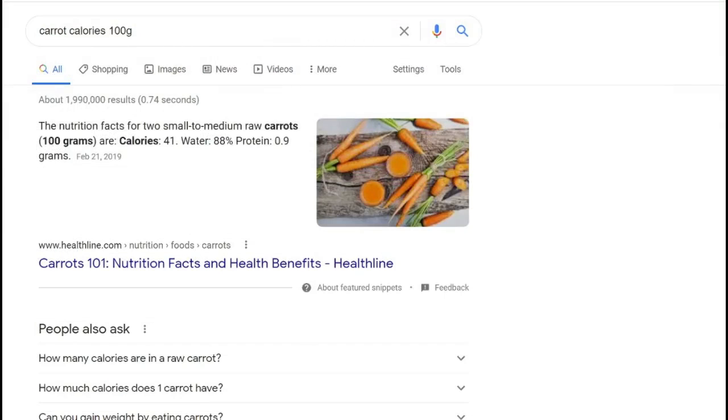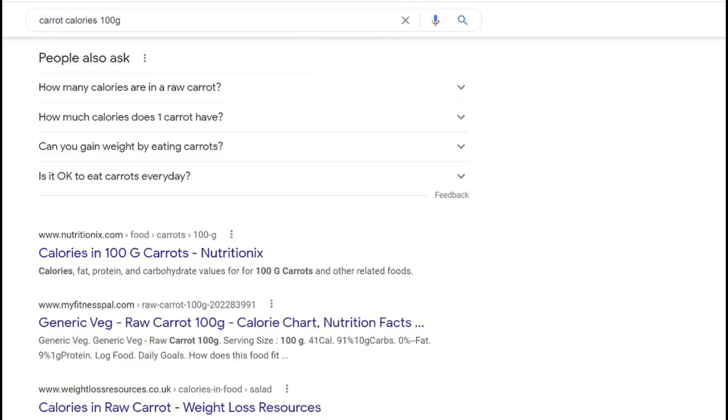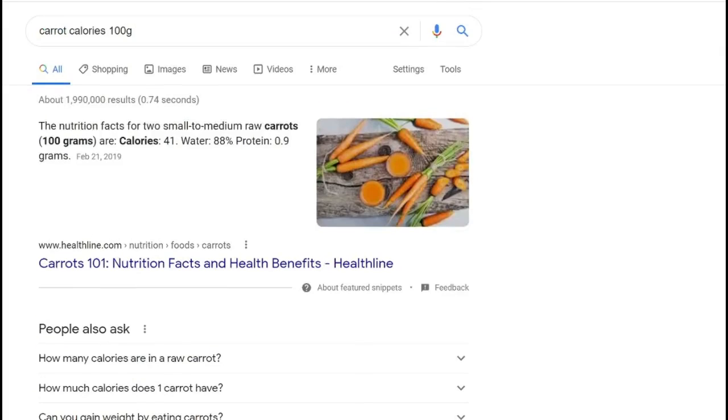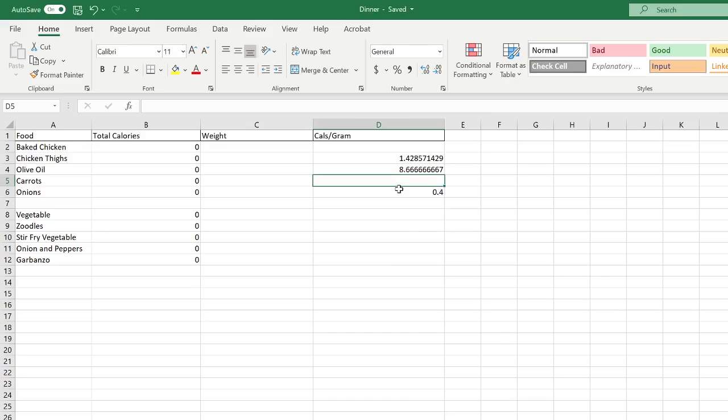As you see, for my carrots, I did not have that nice little chart up at top, so I'm going to have to just go through the different results and see what we get. Right now we're looking at 41 calories per 100 grams, and I see that we have that as well on several sites, so that looks like a good one for me. So that would be 0.41 calories per gram.